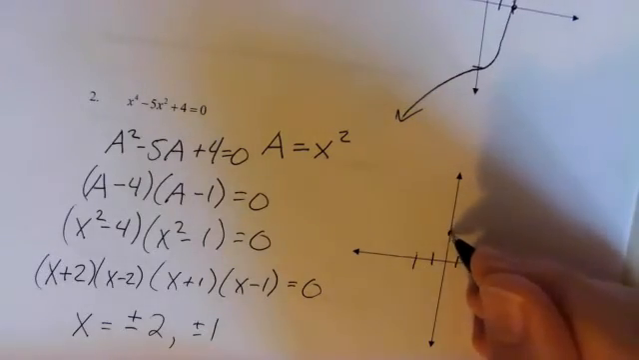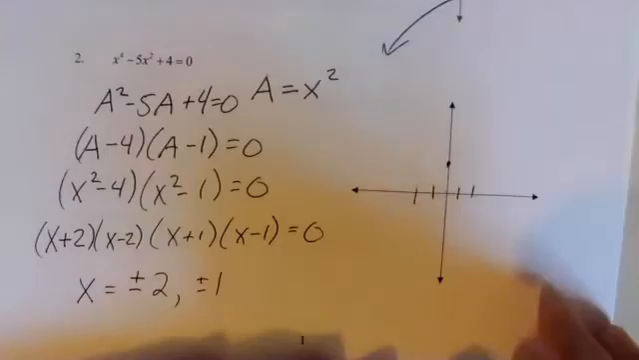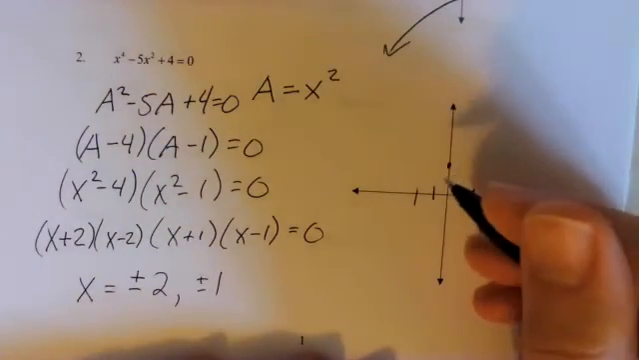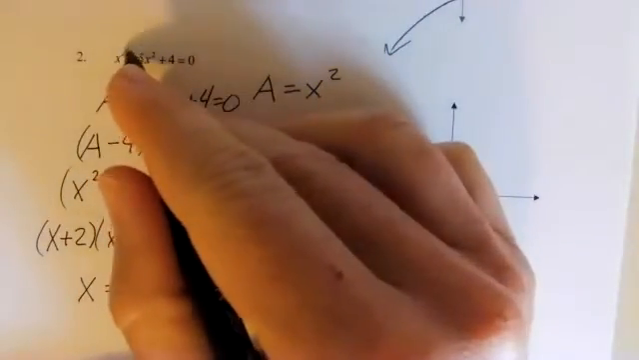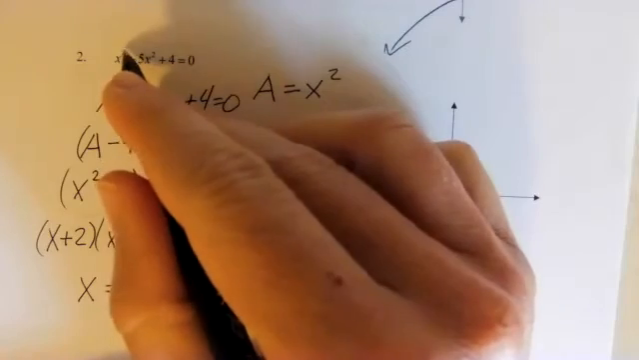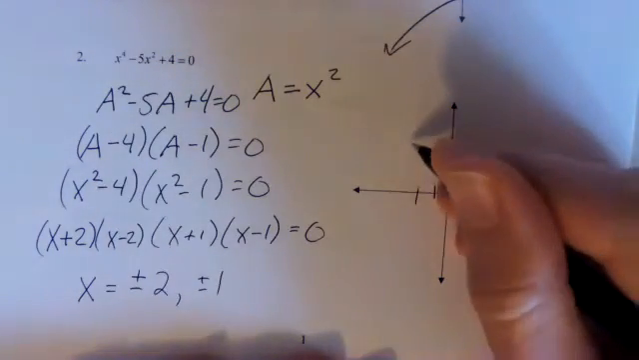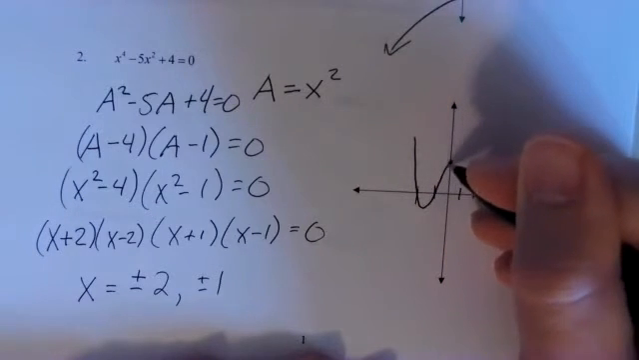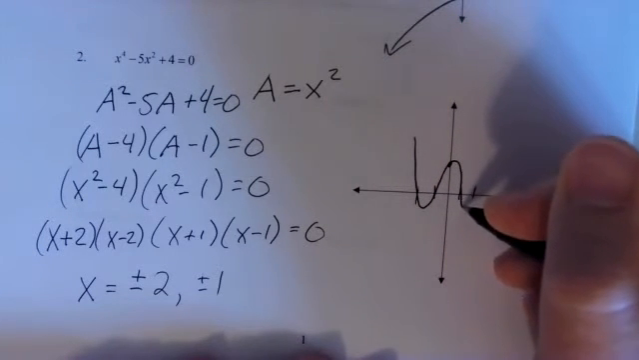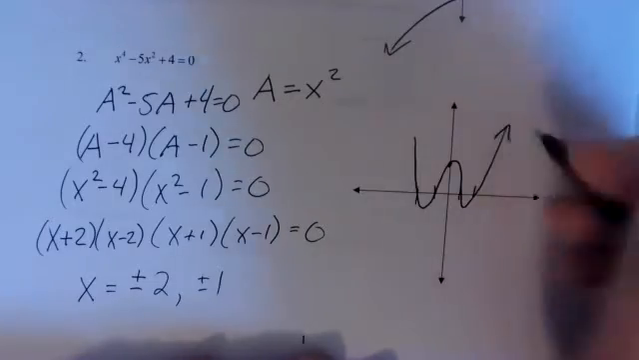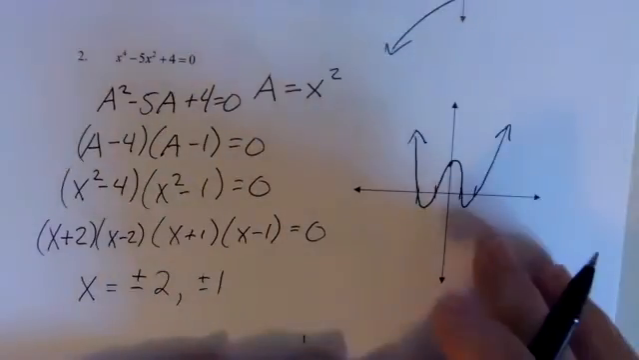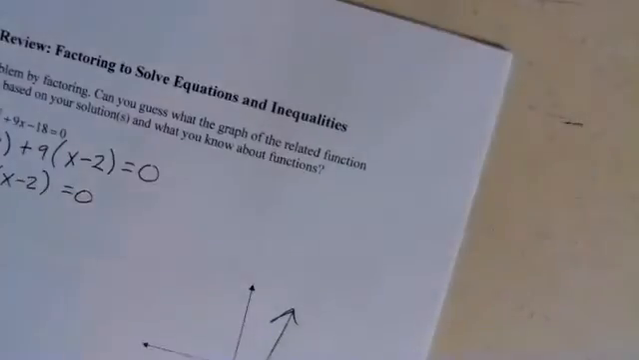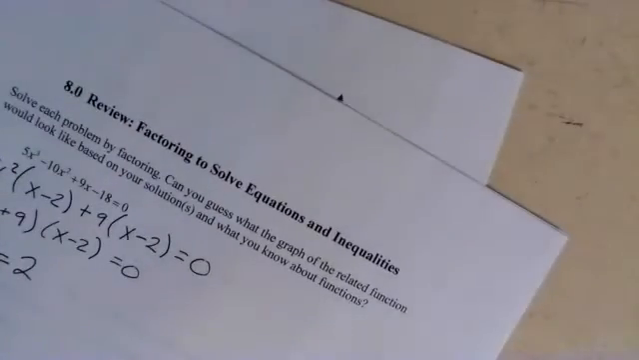This will have a y-intercept at 4, as we can see. And seeing as it is an even exponent and a positive lead coefficient, we're going to start and end kind of up. And we end up with something which looks like that, vaguely. Okay. Moving right along.